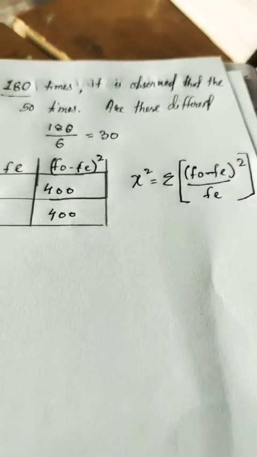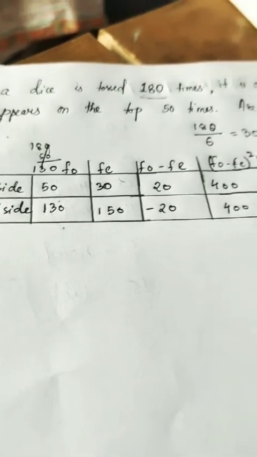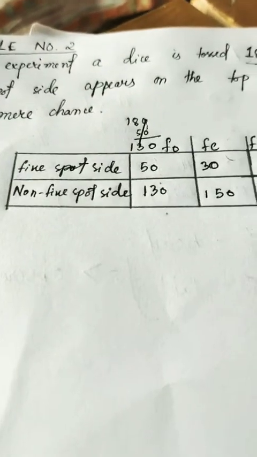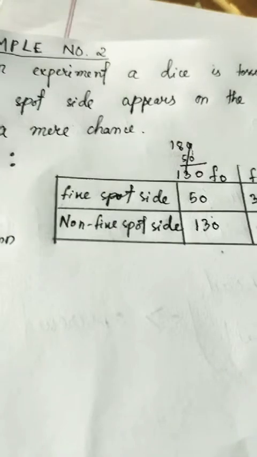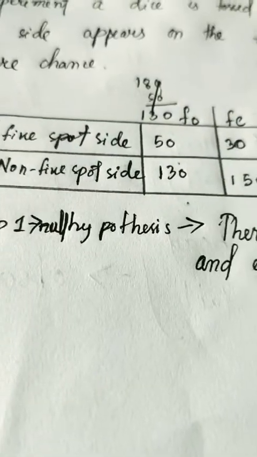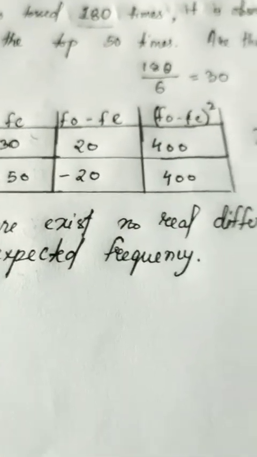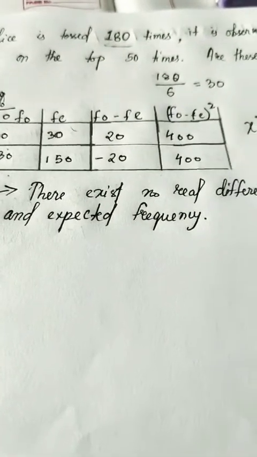So here we know the expected frequency. We have already found the values for the 5 spot side and non 5 spot side. Before we compute, we have to form a hypothesis. Step 1 is the hypothesis. The null hypothesis is that there exists no real difference between the observed frequency and the expected frequency.